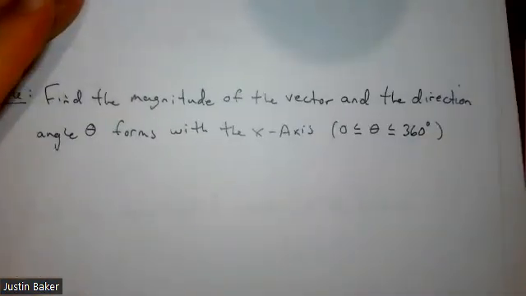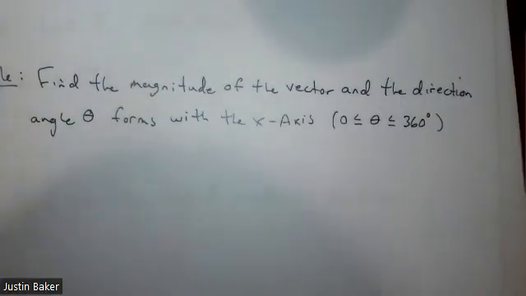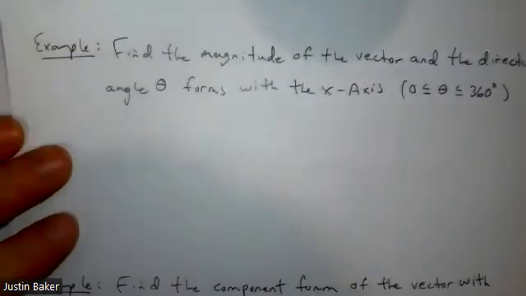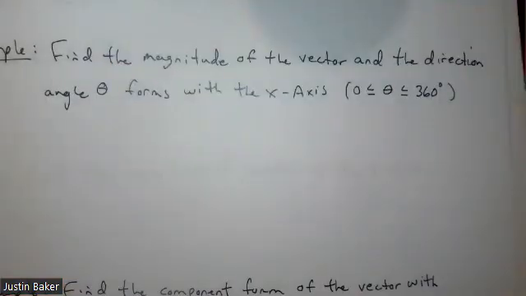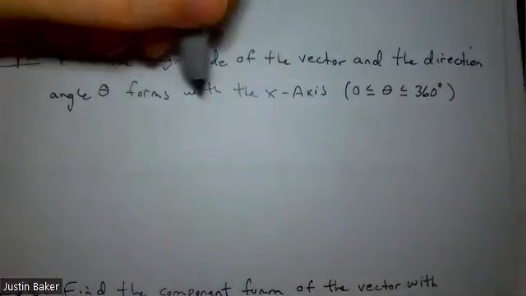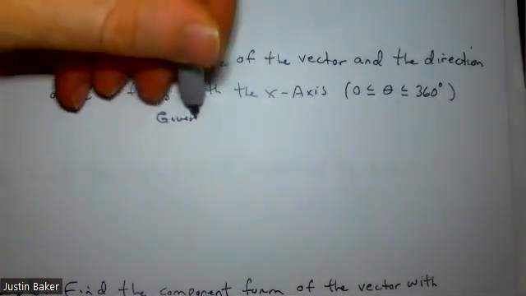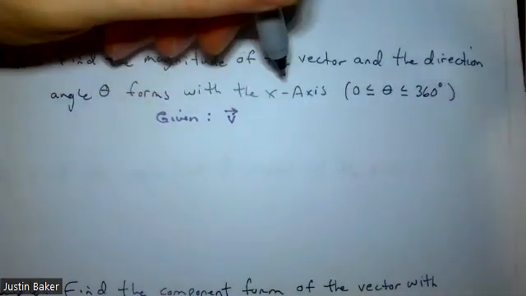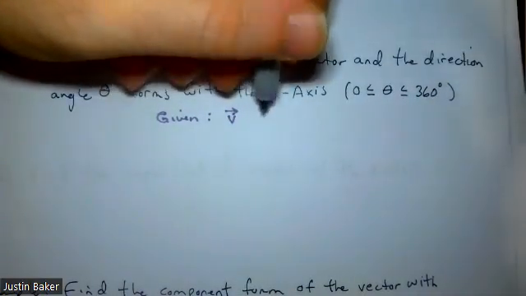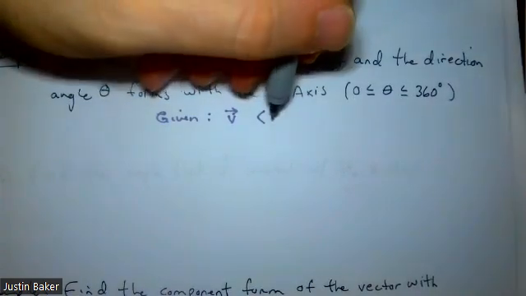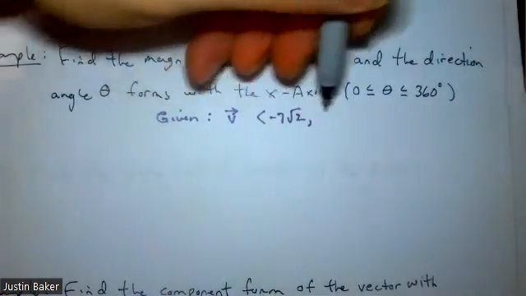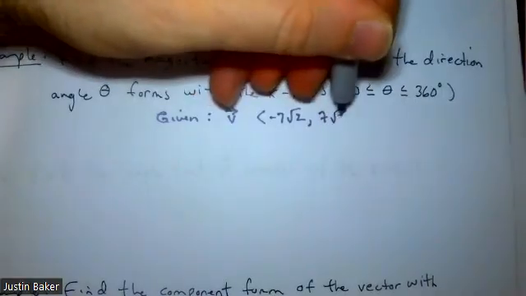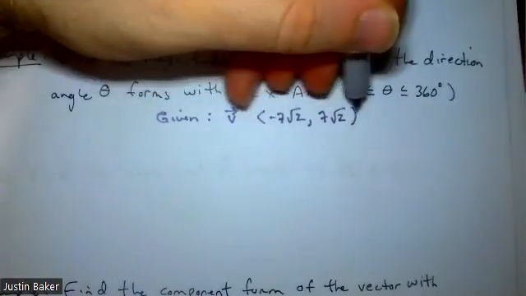All right, the next one. Find the magnitude of the vector and the direction angle theta forms with the x-axis, and then I left out something here. Given vector v, and vector v is negative 7 root 2 comma 7 root 2.